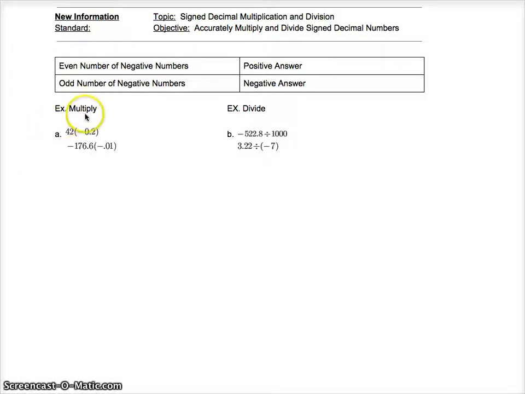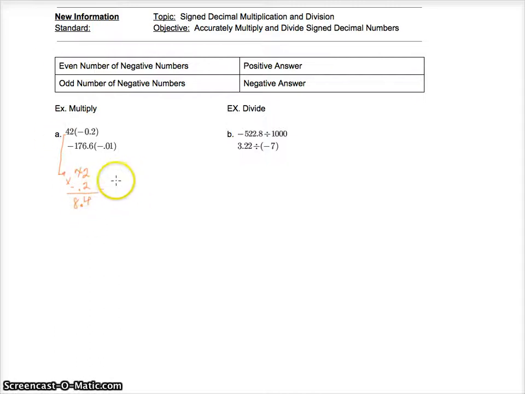So here in the first example it says multiply, and I've got 42 times negative 0.2. So I'm going to line this up like normal, and we'll come down here to get this lined up. So do 42 times negative 0.2. I'll get this multiplied out. 2 times 2 is 4. 2 times 4 is 8. There's one decimal digit, and that goes here.